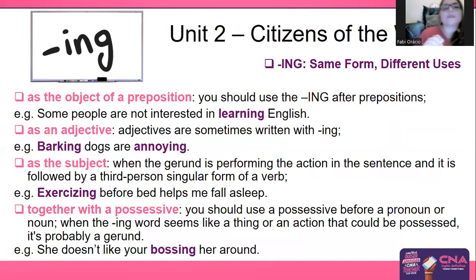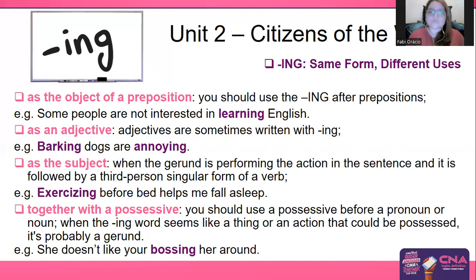And then we have as the object of a preposition. You should use the ing after prepositions. Example, some people are not interested in learning English. As an adjective, adjectives are sometimes written with ing. Remember those adjectives that we usually have ed, like I'm interested, the one over here. So it can also be interesting. So barking dogs are annoying.